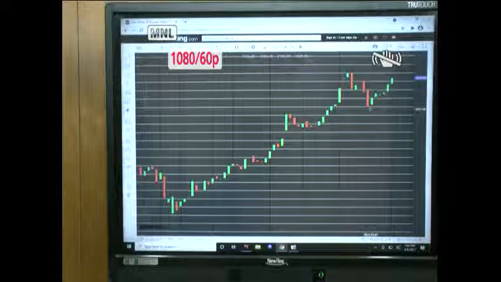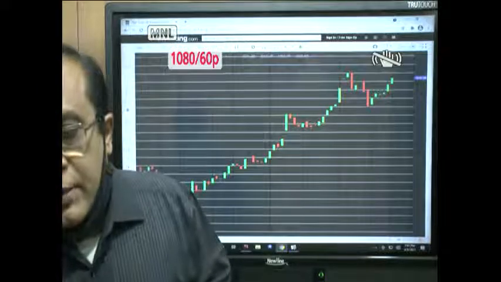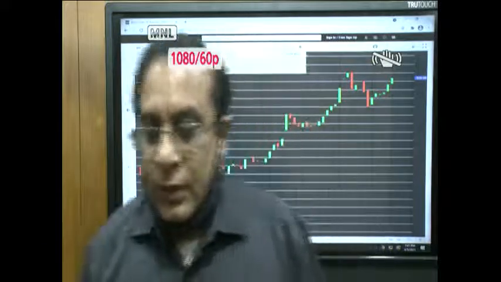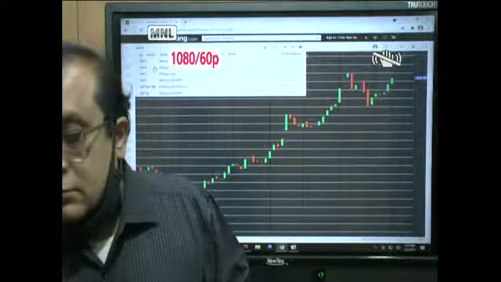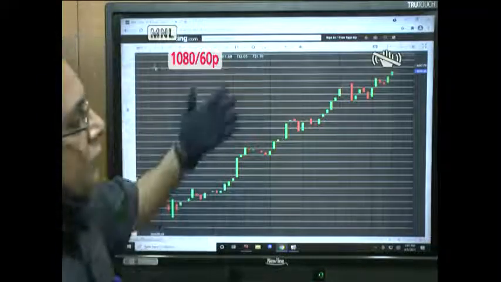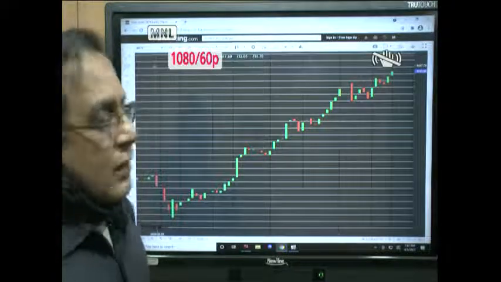And TCS looks good for a rally for the next 1 week or so. The same thing applies with most of the other IT stocks. Now let's look at Infy. Again, Infy, just see the trend. Markets are falling and IT stocks are doing well, right?